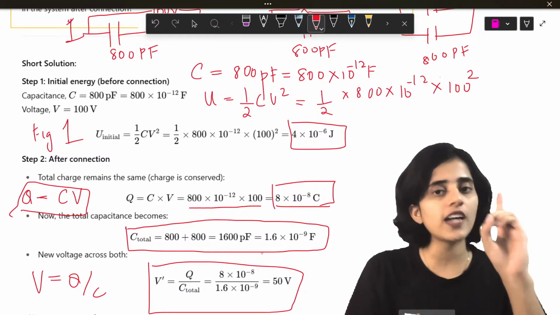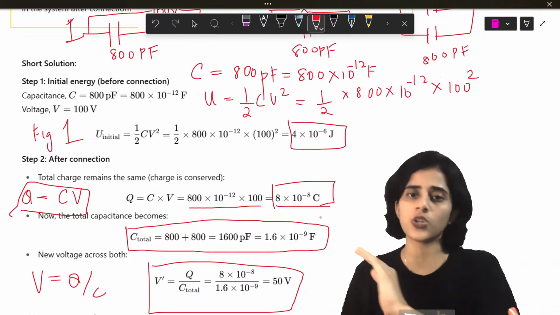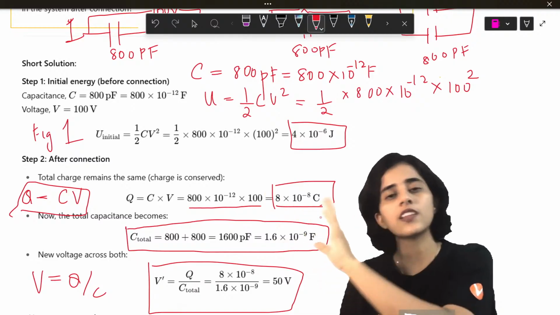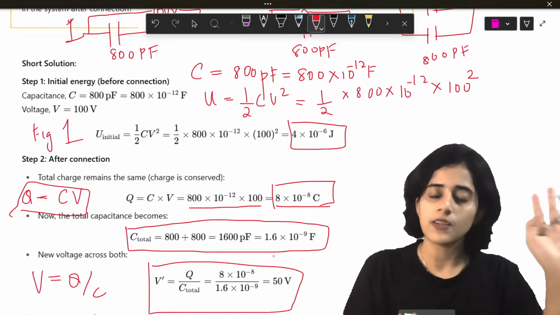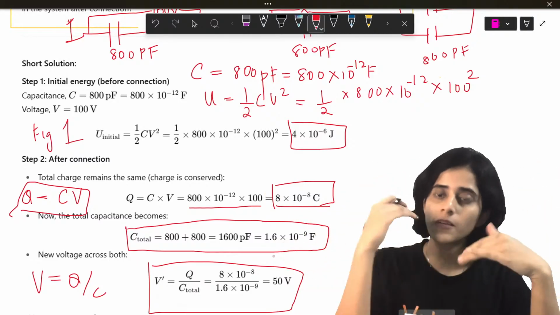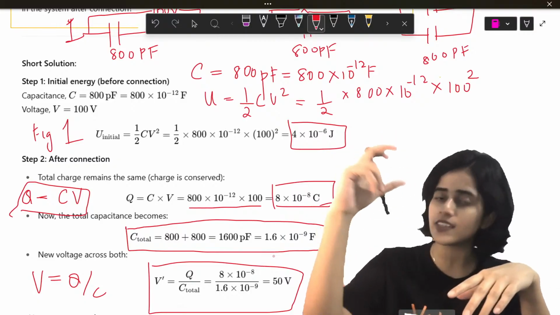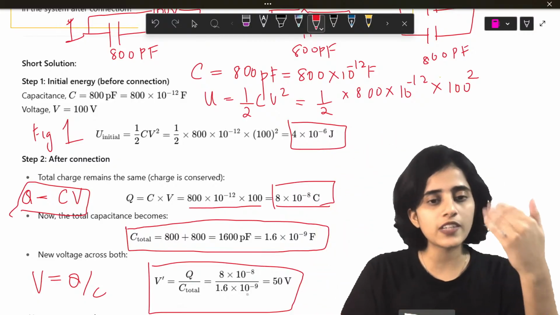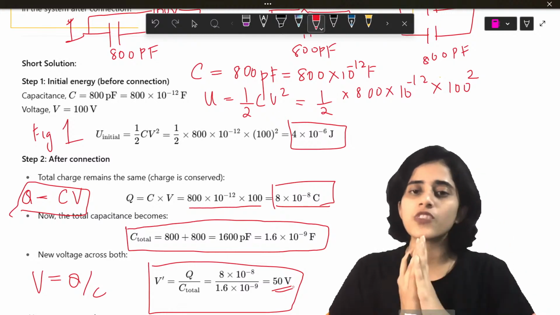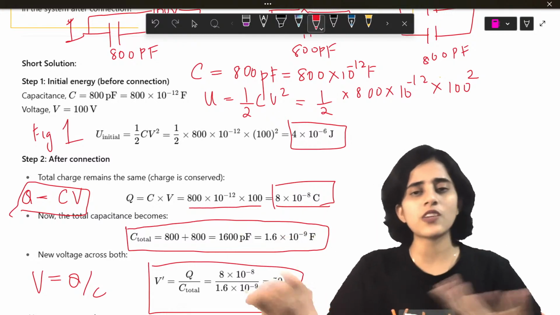So total charge is going to be the same in all 3 circuits. Figure 1, figure 2, figure 3, total charge is going to be the same because charge is conserved. Total capacitance in the final figure is 800 plus 800. So I will divide that, and I will get my voltage as 50. Now it's very easy. You just have to find energy.